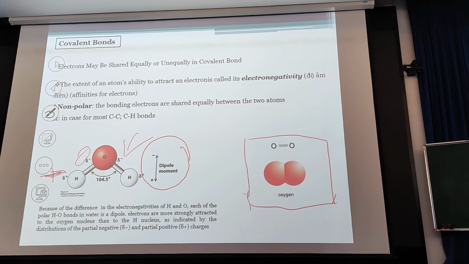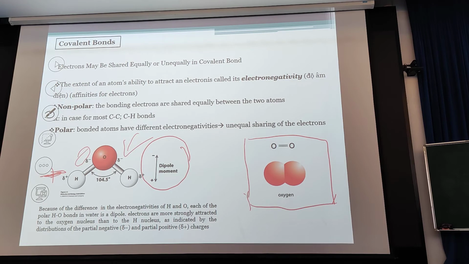So I give you some examples of nonpolar bonds. Nonpolar bonds share electrons equally between 2 atoms, for example the carbon-carbon or the carbon-hydrogen bond. Polar bonds are when the atoms have different electronegativities, so they have unequal sharing of the electron. One example here is the bond between oxygen and hydrogen.